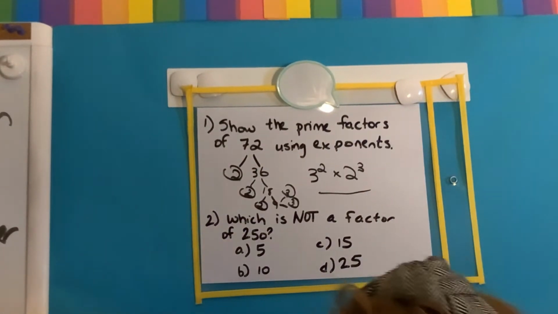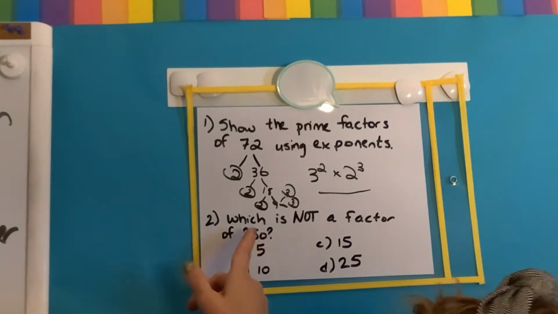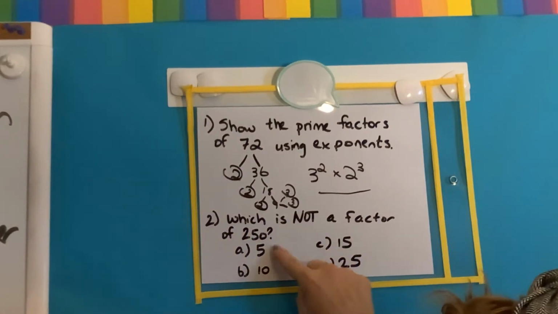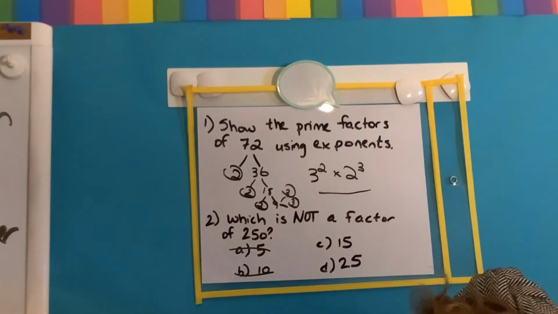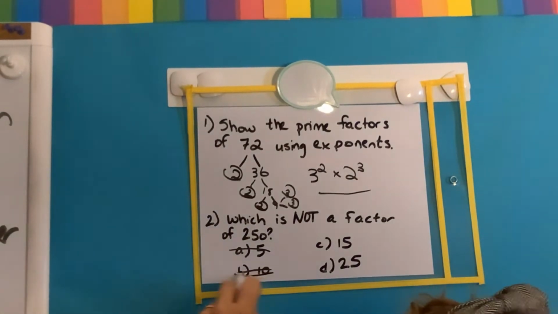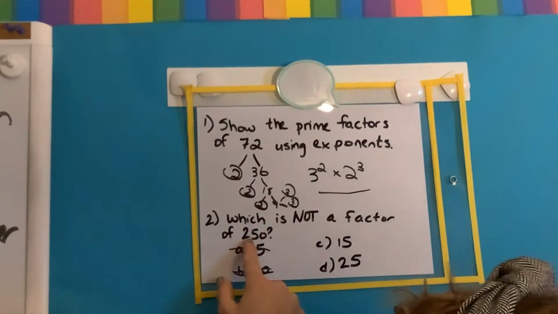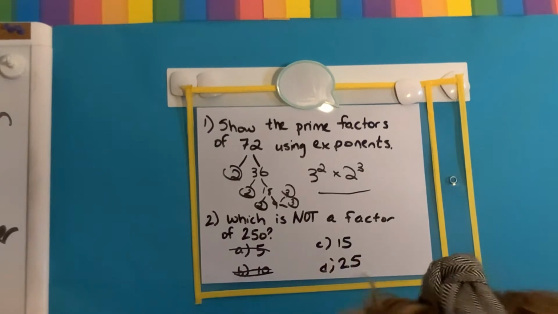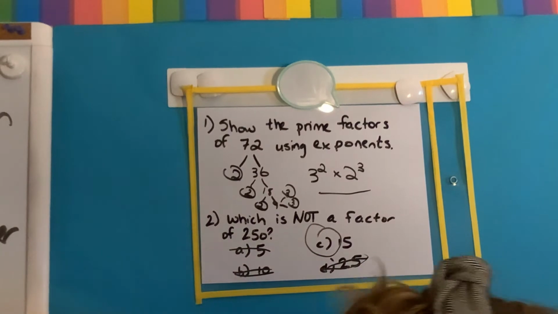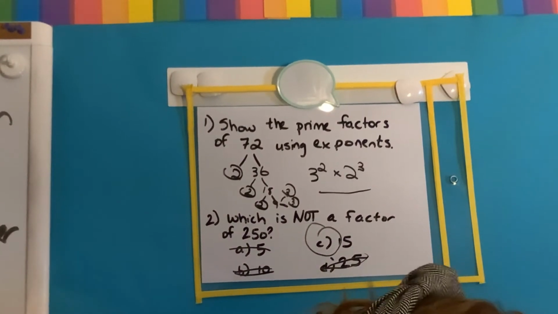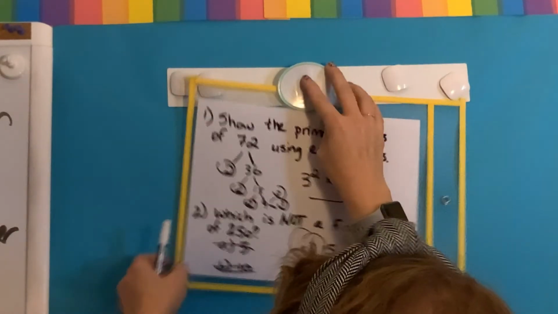Number 2, the question is which is not a factor, so we have to figure out which one of these we cannot divide. So yes, this ends in a 0, which means we can divide it by 5 and 10. Any number ending in a 5 or 0 is divisible by 5 and 10, okay? So now the question is 15 and 25. Looking at 250, 25 times 10, so that's a factor. So by process of elimination, we'd have to do 15. But you could also do the division and find out that it's not evenly divisible. So 15 is not a factor of 250.